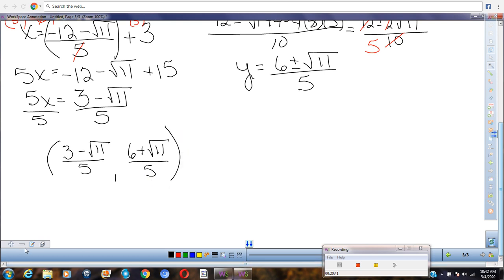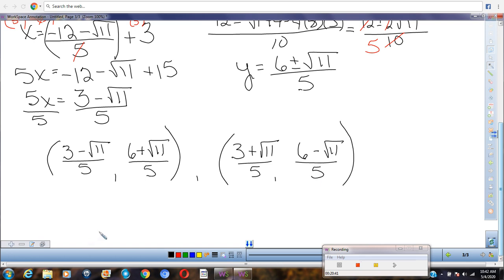All right? Now we can go through and do the same thing. What do you think is going to happen between these signs? Same thing it did on our last example. We're going to have 3 plus square root 11 over 5, and 6 minus the square root 11 over 5. All right, so that's how we do it algebraically.